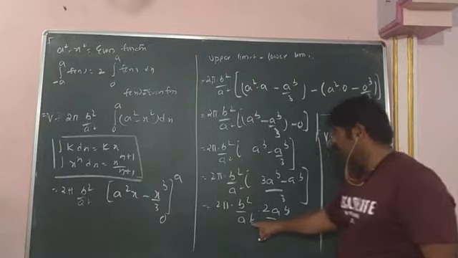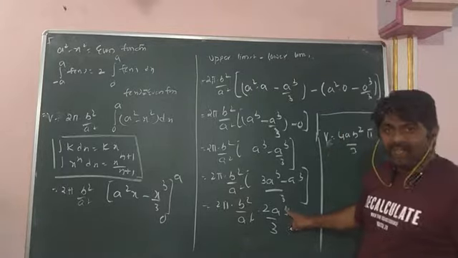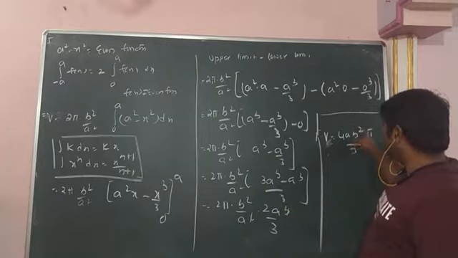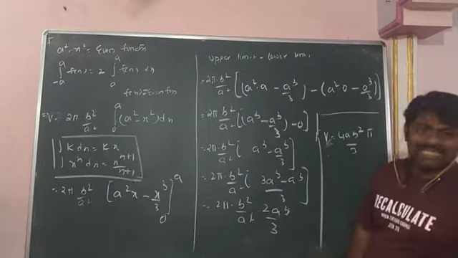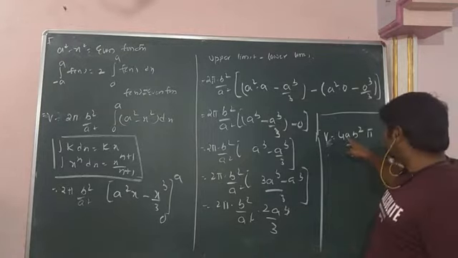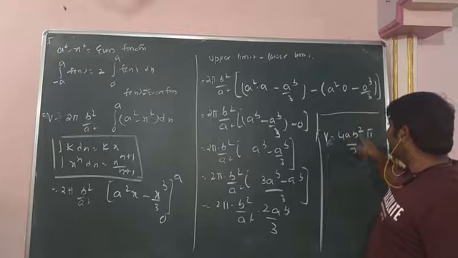There are two a's in the numerator and three a's in the denominator, so two a's cancel and one a remains. 4a b square by 3. If it is about the x axis we get 4a b square pi by 3. If it is about the y axis we get 4b a square pi by 3.